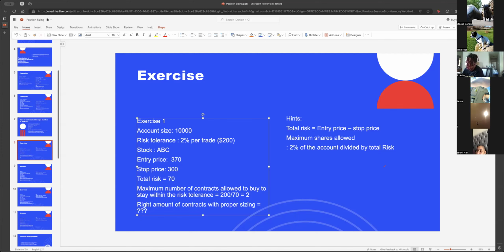So round it off and you'll get 2. Since you're trading with options, you can't buy 2.8 contracts. You can only buy either 2 or 3. If you go with 3, it's more than 2% of your risk, so you can't take that. So now you're going to go with 2 contracts on this trade.